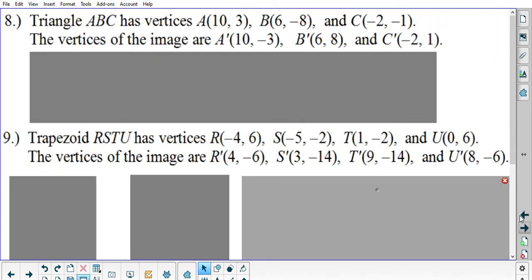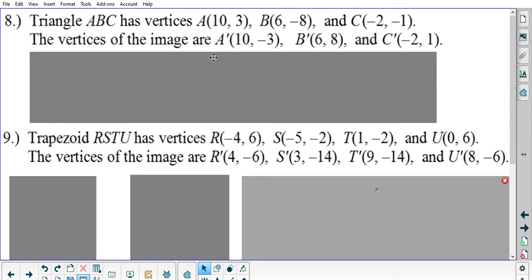Now, problems 8 and 9, there are no drawings. Now, are you allowed to do a sketch? Of course you are, if that helps you. But up to you if you need to. Let's see how you did on 8 and 9. Again, I hope you already did these problems on your own. Let's see how you did. Problem number 8, triangle ABC. We can see what the vertices are.